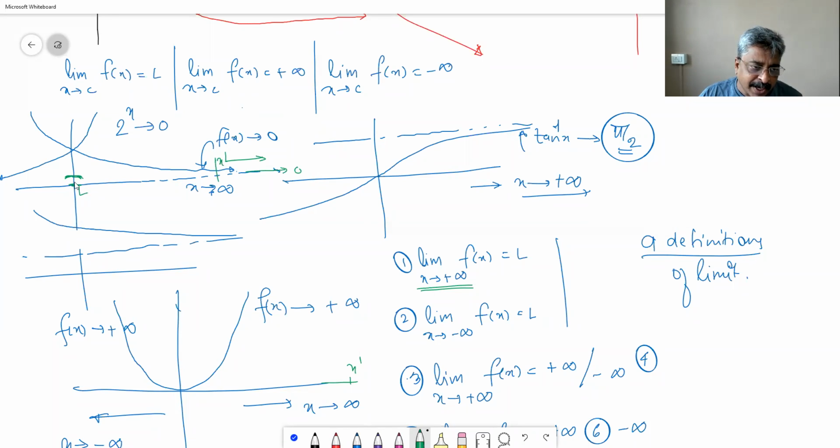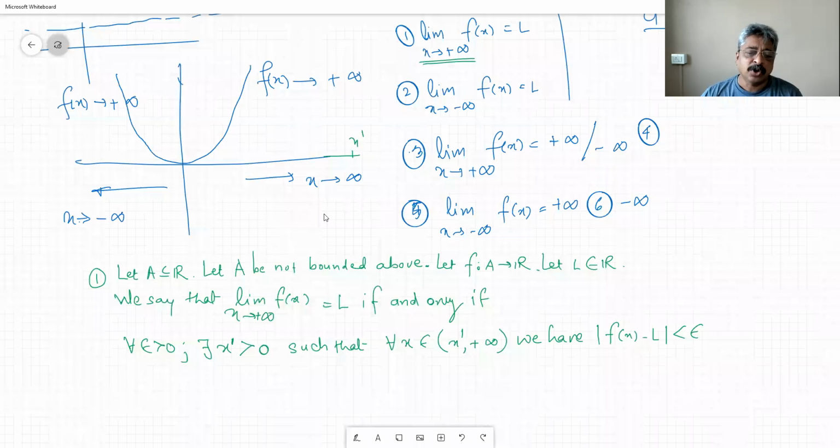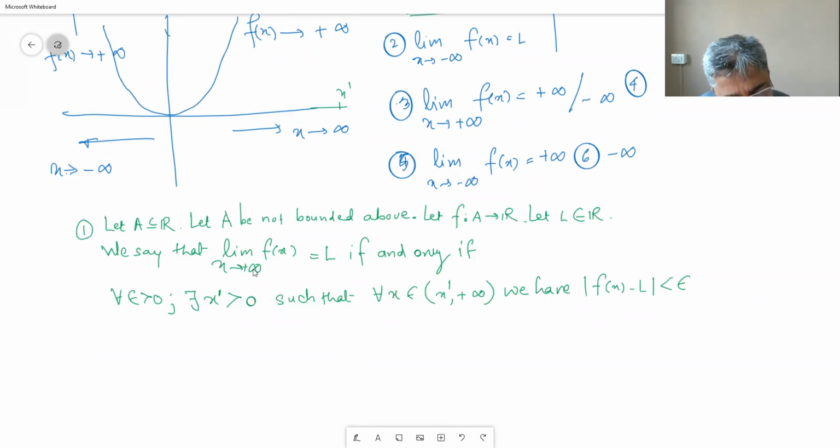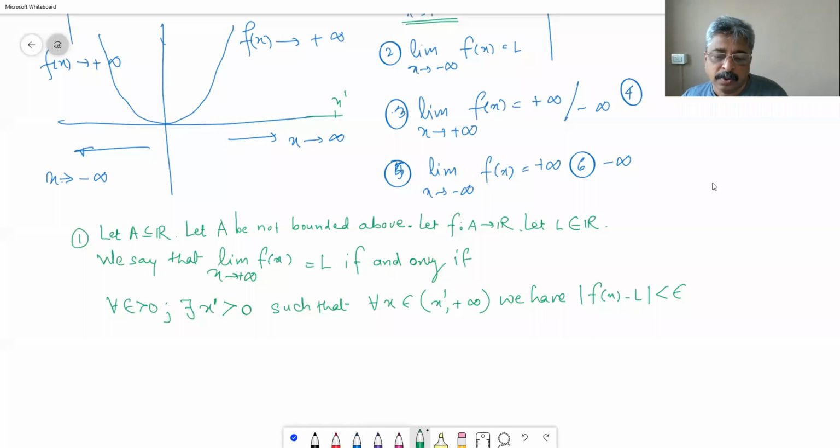What was the diagram? Our diagram was this, as x tends to infinity, our value of the function is going to tend to 0. So L is 0 eventually. If L is 0, you give me epsilon, I will tell you the value of x dash, beyond which if you take any x, you will stay within L minus epsilon to L plus epsilon. Minus epsilon doesn't make sense here, so you will stay between L, that is 0, and epsilon. You give me epsilon, I give you x dash. Calculations are going to be like that. Have you understood?